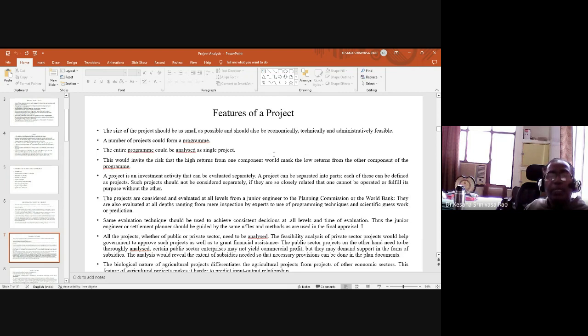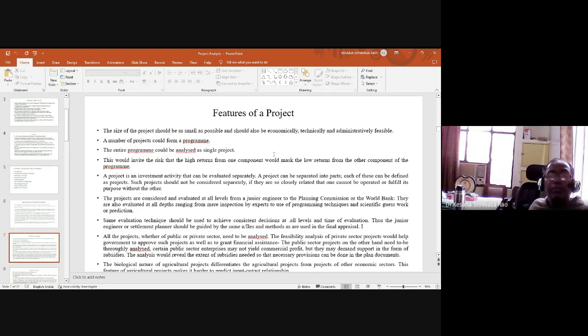This would invite the risk that the high returns from one component would mask the low returns from the other component of the program. This is quite possible. If you are doing one type of activity, the same type of returns may not come with another type of element of activity which you are performing within the same project. The returns may be very high in one program, and in another program, the returns may be lower. In that way, you also have to face the combination of the returns, and follow in a systematic manner.